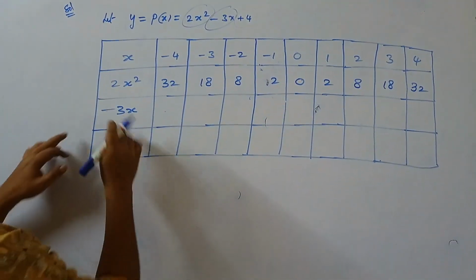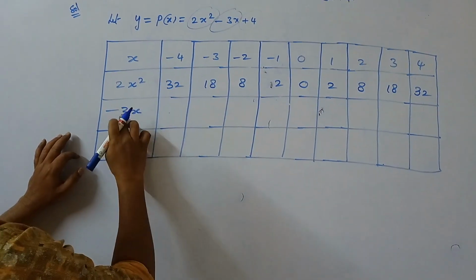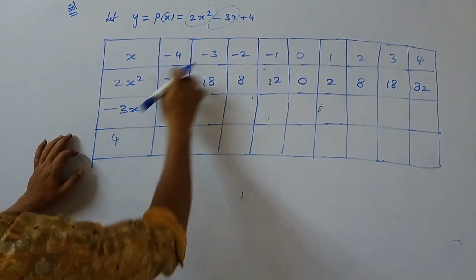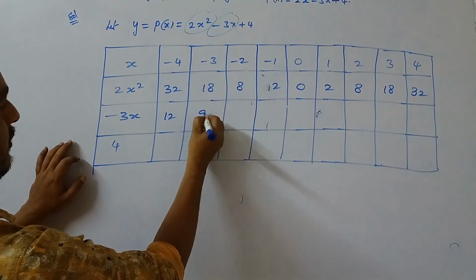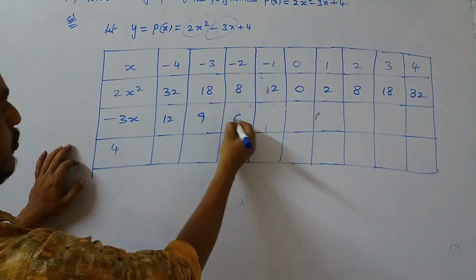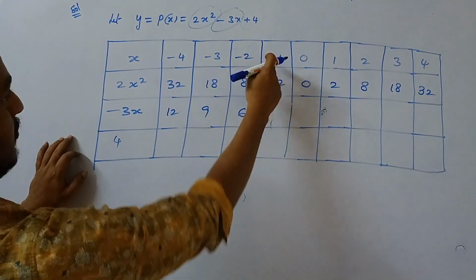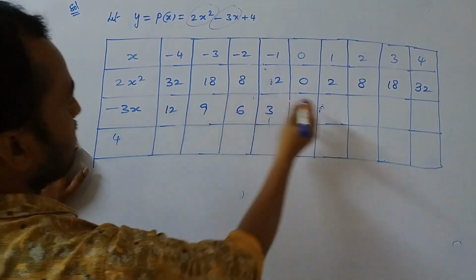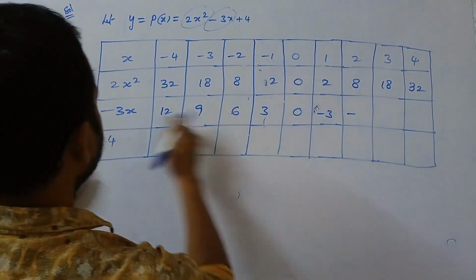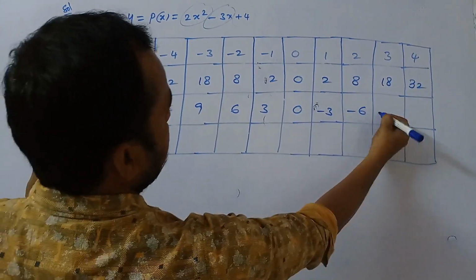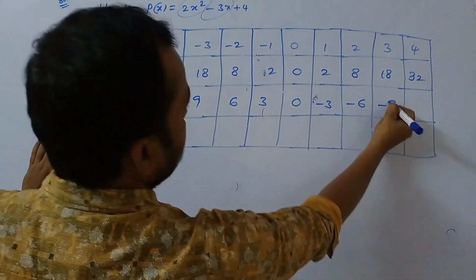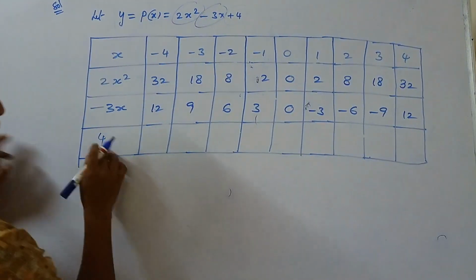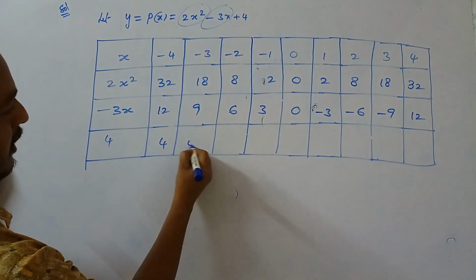Next, minus 2 minus plus, 3 4s are 12, take x as minus 3. Minus 3 3s are 9, minus 3 2s are 6, minus 3 1 is 3, 0 everything 0. Then minus 3 1 is 3, minus 3 2 is 6, minus 3 3 is 9, minus 3 4 is 12. This is the constant, write down the same.